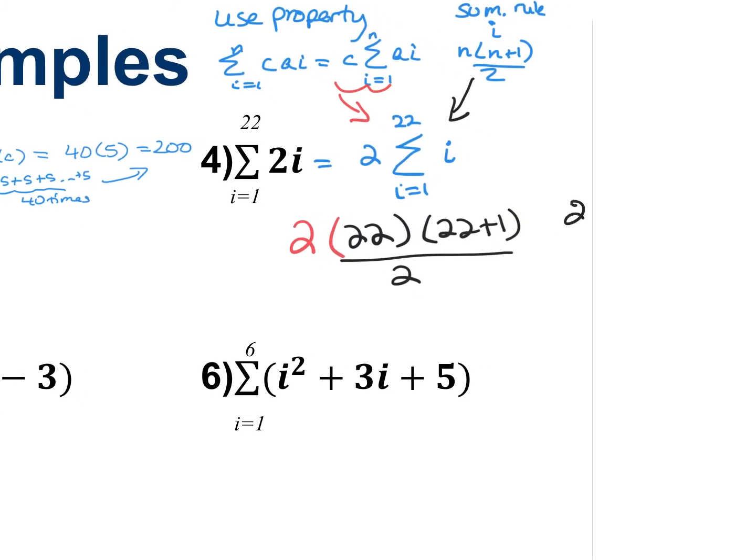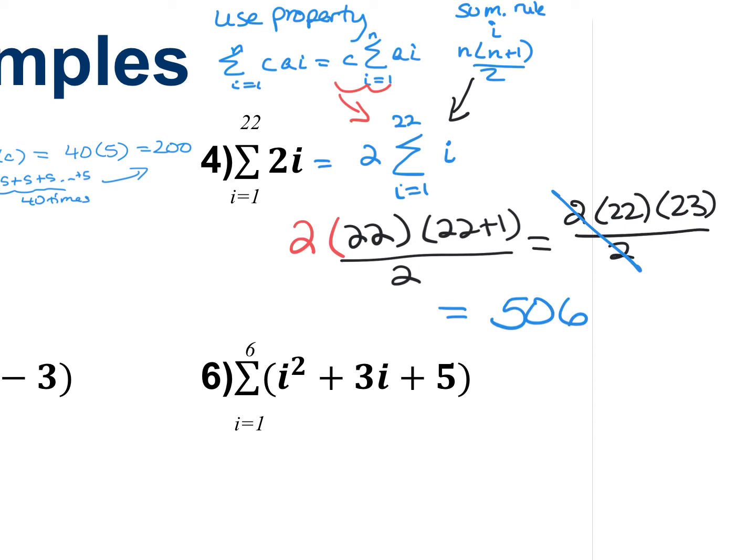And this gives me 2 times 22 times 23 divided by 2. If you want to simplify the 2's, then you just have to multiply 22 times 23, and you get 506. So the sum, if you were to go back and add 2, and then you're plugging in a 1 each time, so 2 times 1 is 2, and then you'd plug in a 2, 4, 6. If you were to add these, once you get up to the 22nd term, it adds up to be 506.